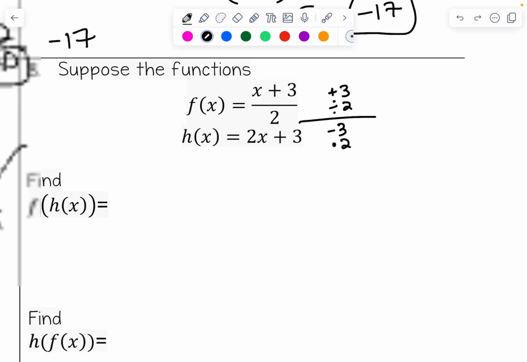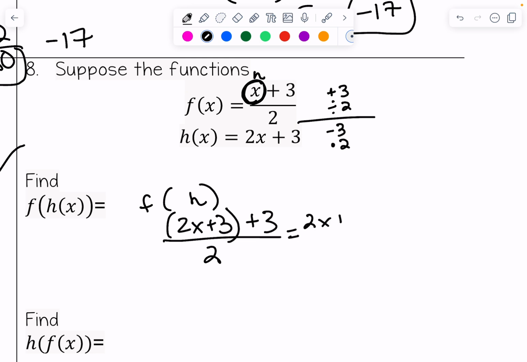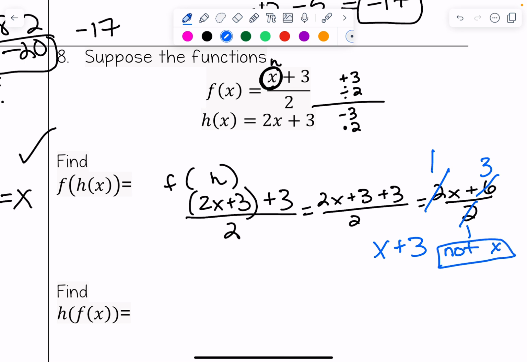So here we go. We're going to put h of x, which is 2x plus 3. There's h of x, and we're going to put the f formula around it. So I'm going to take this as our h. So I'm going to add 3 and divide by 2. So let's go ahead and simplify that. That's 2x plus 3 all over 2. Well, 2x plus 3 is 2x plus 6 all over 2. Well, I can even simplify here. I can knock out the 2's, and I can have a 1 and a 3. That gets us to x plus 3. That's not x, so I'm not happy about it.